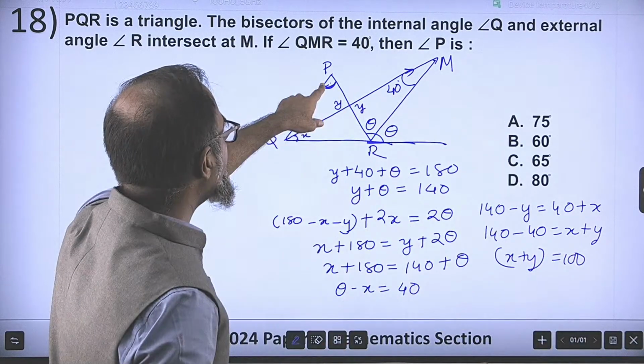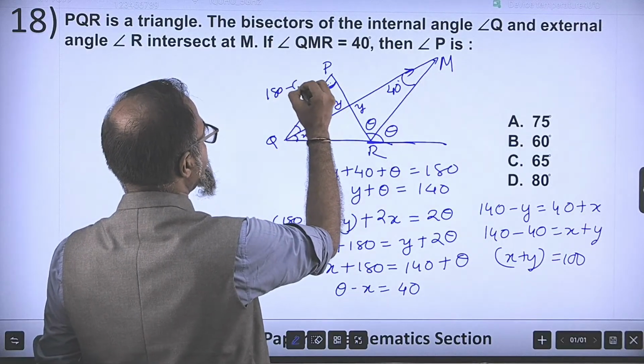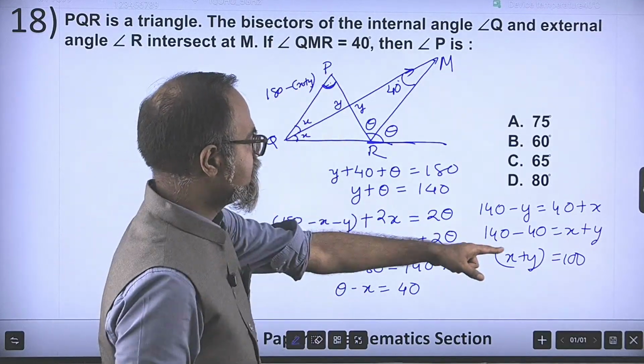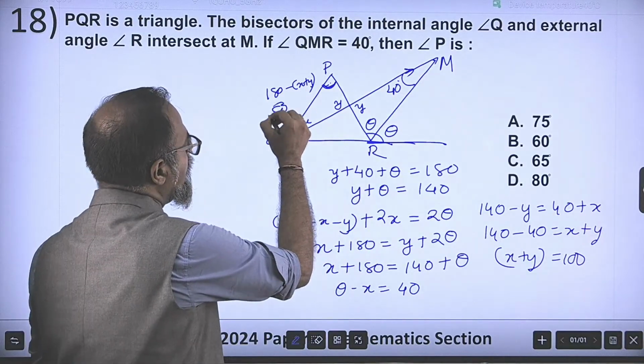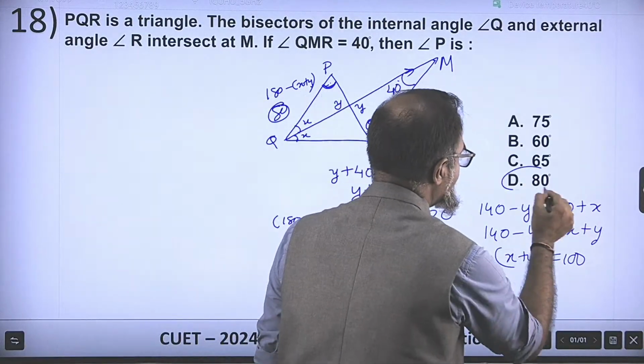Got there. And I already knew that this is 180 minus x plus y. So x plus y is 100, 180 minus this. 80 degrees. Got it.